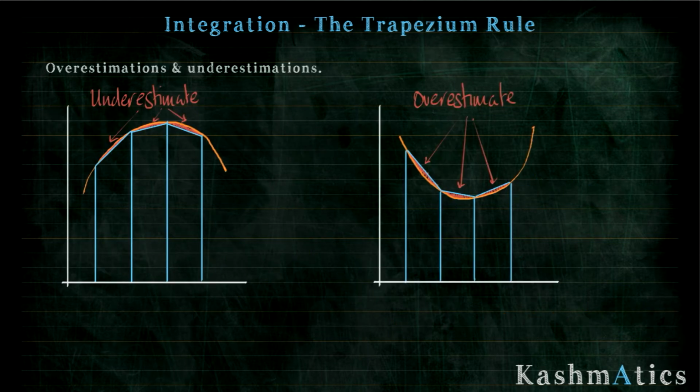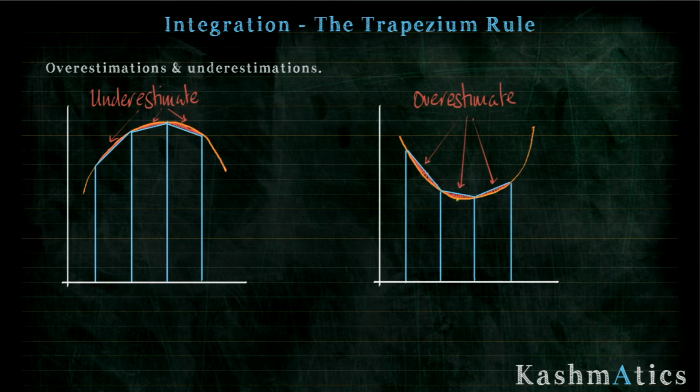The other thing we need to be aware of is whether we're overestimating or underestimating the area. If you look at the graph on the left, the orange line is the curve, and the area underneath it is going to be underestimated by using these trapeziums. These little bits I've shaded in red are the bits which haven't been included in this area. Okay, so on the left here you'd get an underestimate, whereas on the right you get an overestimate because the trapeziums go over the curve.